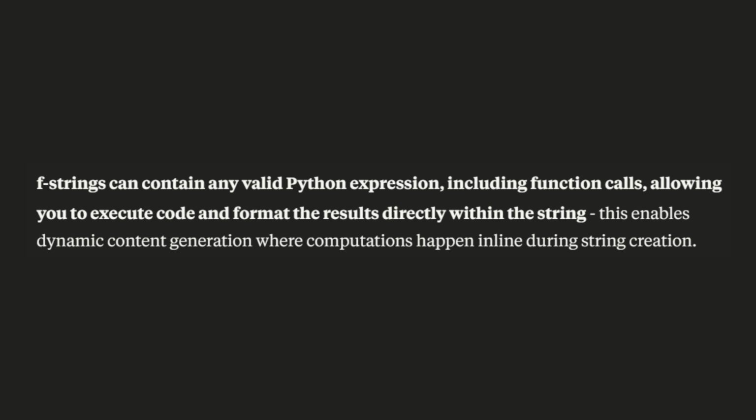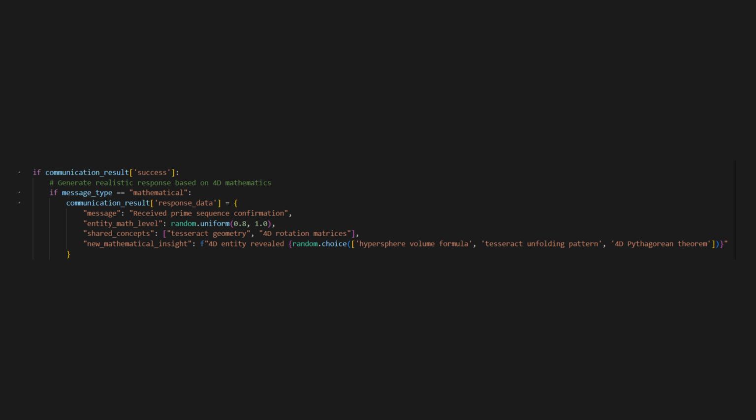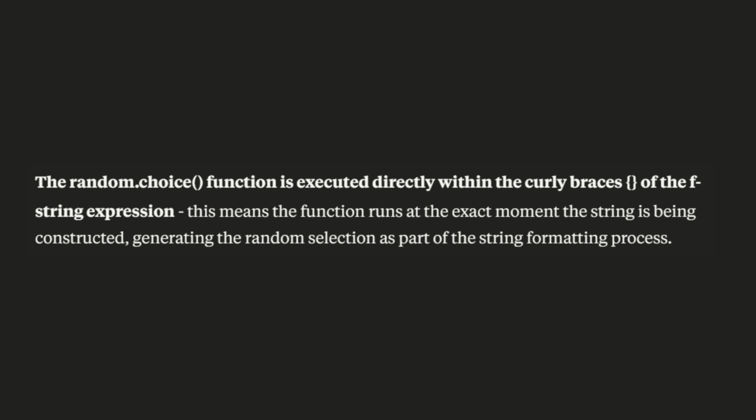So we're demonstrating function calls within F-string expressions, using random choice directly inside F-strings for varied text generation, enabling you to generate diverse, unpredictable text content that adds realism and variety to your programs. So the F-string starts with the F as they all do, and then the double quote opening 4D entity revealed. Then you've got everything that's in your curly brace, the random choice.